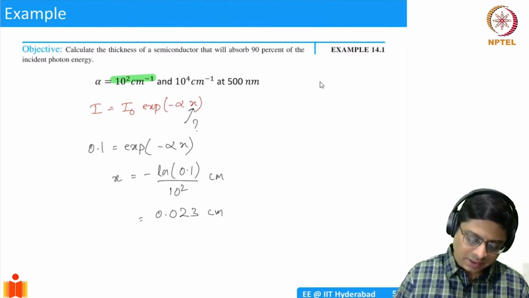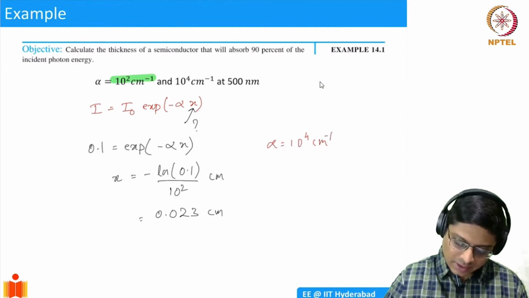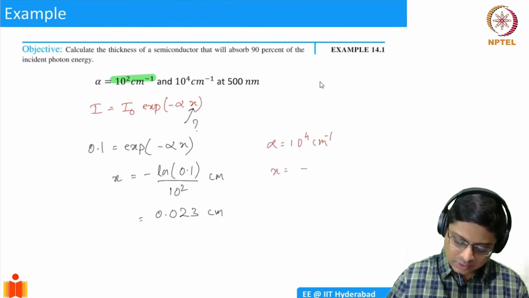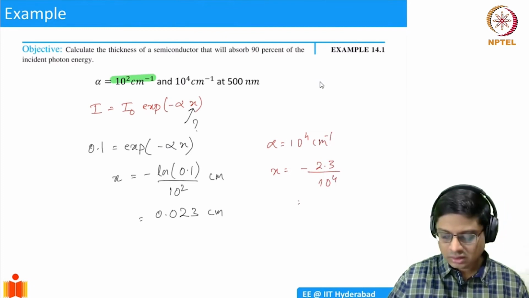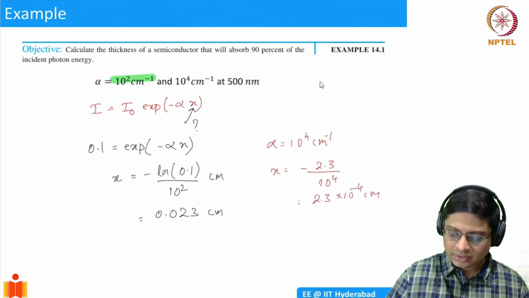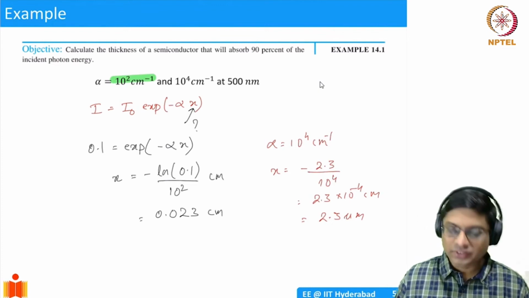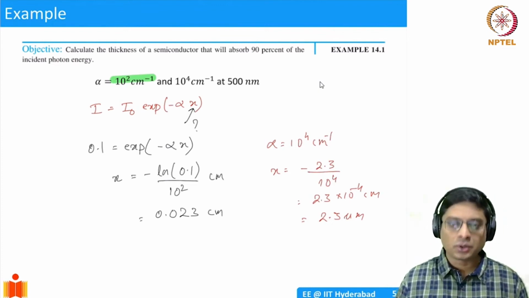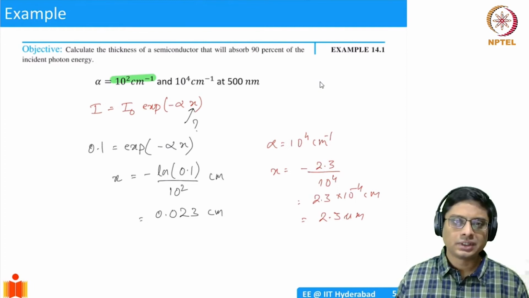Okay, so what happens if the absorption coefficient is larger? If in case alpha is like 10 power 4, this is case 2 basically, alpha equal to 10 power 4 per centimeter, then x is going to be 2.3 divided by 10 power 4. So that is going to be 2.3 into 10 power minus 4 centimeters. So that is equal to 2.3 micrometers. Okay, so this is going to be the distance. If the absorption coefficient is strong, you just need 2.3 micrometers of thickness to absorb 90% of the energy.